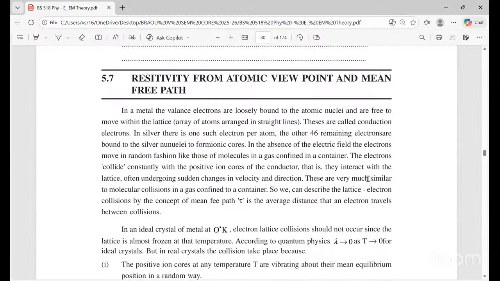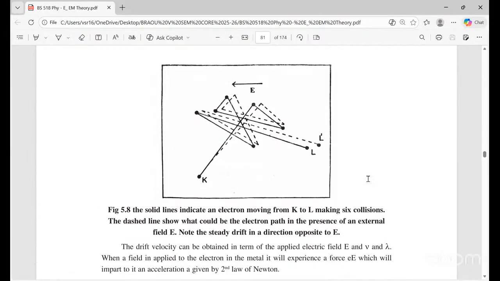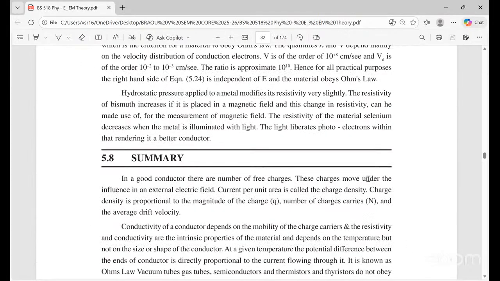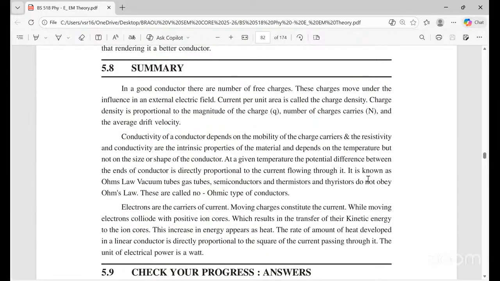Resistivity from the atomic viewpoint and mean free path. This is not an important question. So the summary is that a good conductor offers more and more free charge carriers, which can easily carry charge from one place to another. For these carriers to move from one terminal to another, you need to apply an external force. That external force comes from the field, capital E or V.